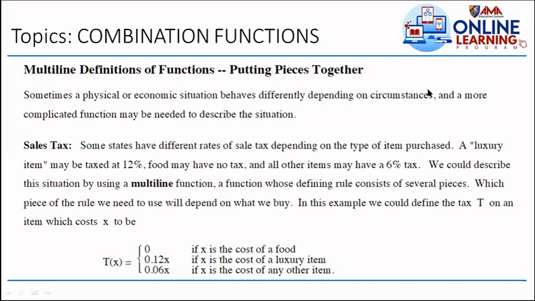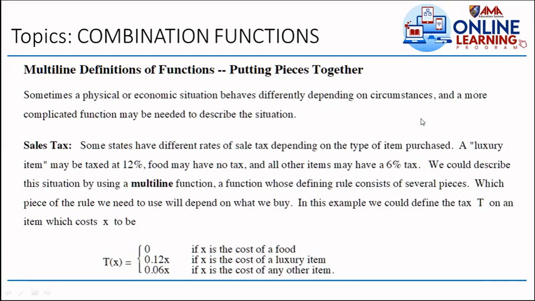Okay? Sometimes a physical or economic situation behaves differently depending on circumstances. And a more complicated function may be needed to describe the situation. So one of the common examples of multiline definition of functions is the sales tax. Okay? Some states have different rates of sales tax depending on the type of item purchased.